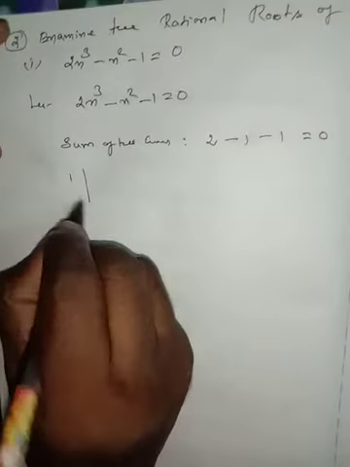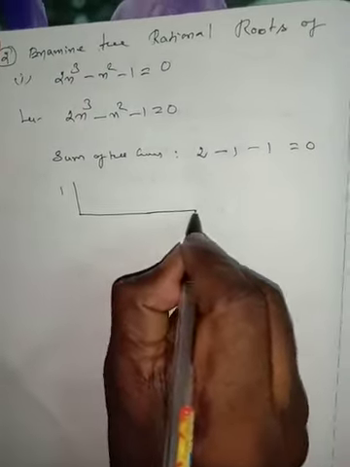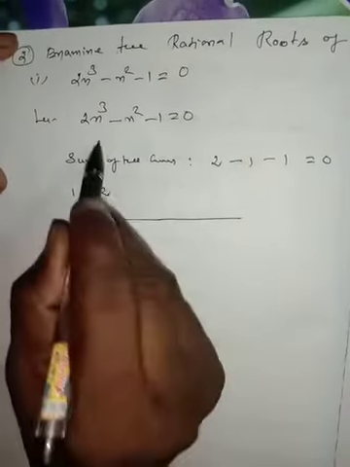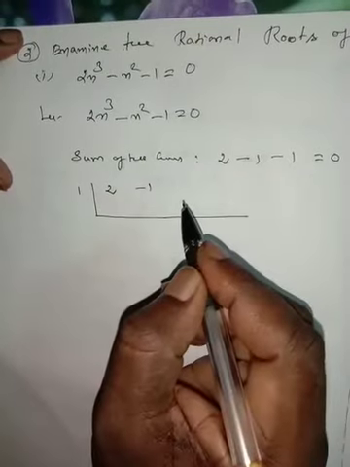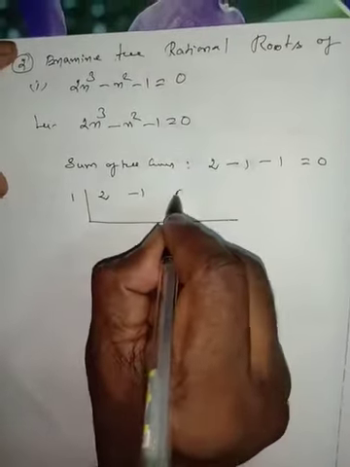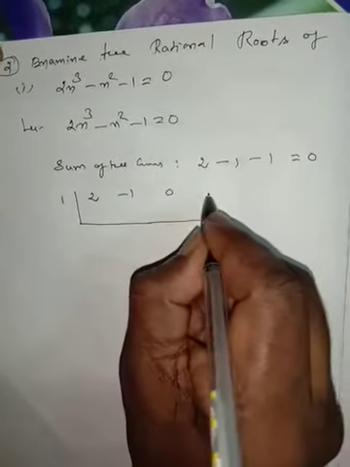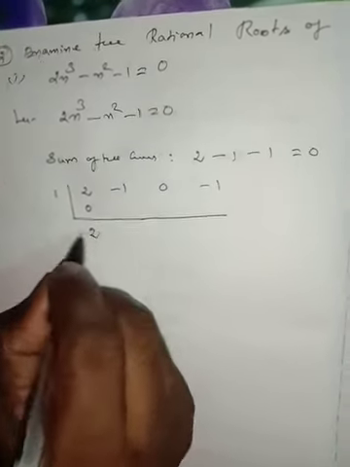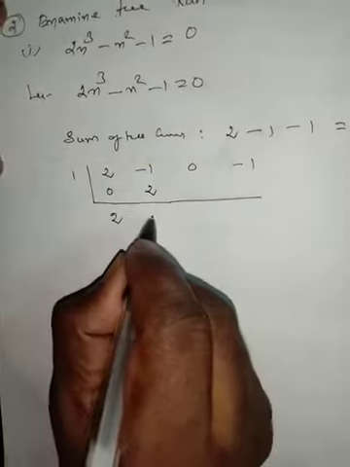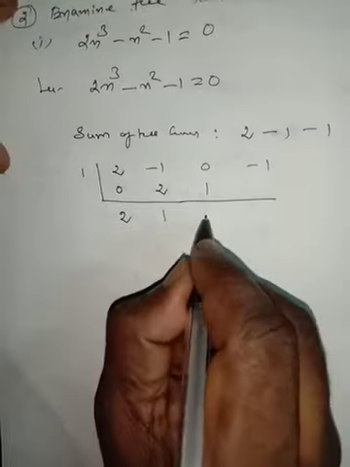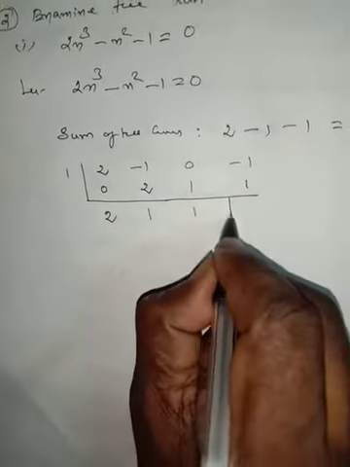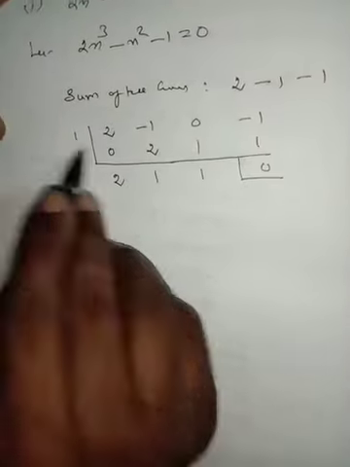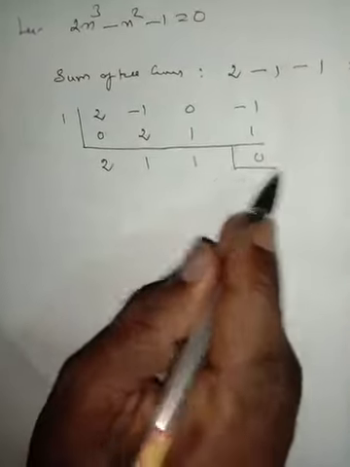So divide by 1 using synthetic division. 2, next minus 1, coefficient of x term is not given, therefore 0. Next constant term is minus 1. First 2, 1 into 2 is 2, adding gives 1, next 1, adding gives 1, next 1, adding gives 0. One root is 1, therefore remainder is 0.